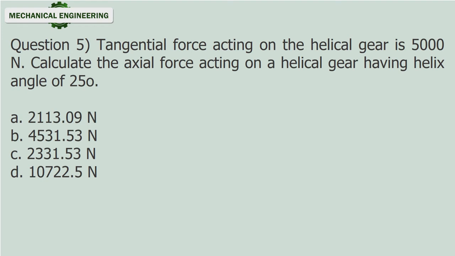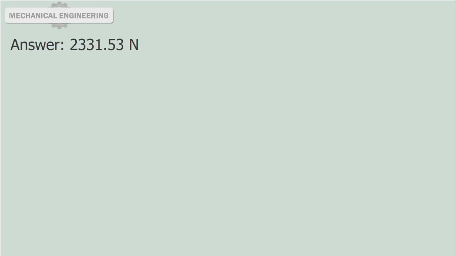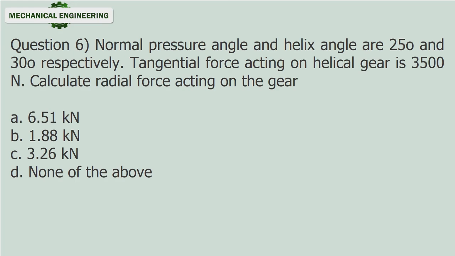Question 5. Tangential force acting on the helical gear is 5,000 N. Calculate the axial force acting on a helical gear having helix angle of 25°. A. 2113.09 N. B. 4531.53 N. C. 2331.53 N. D. 10722.5 N. Answer, 2331.53 N.